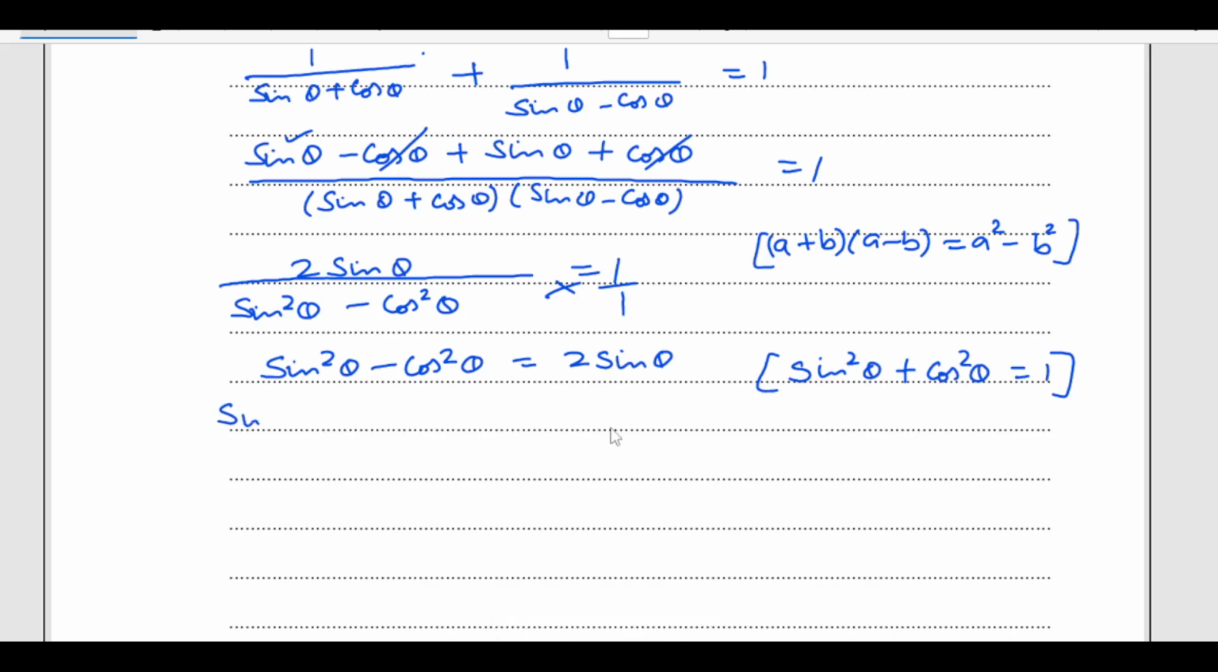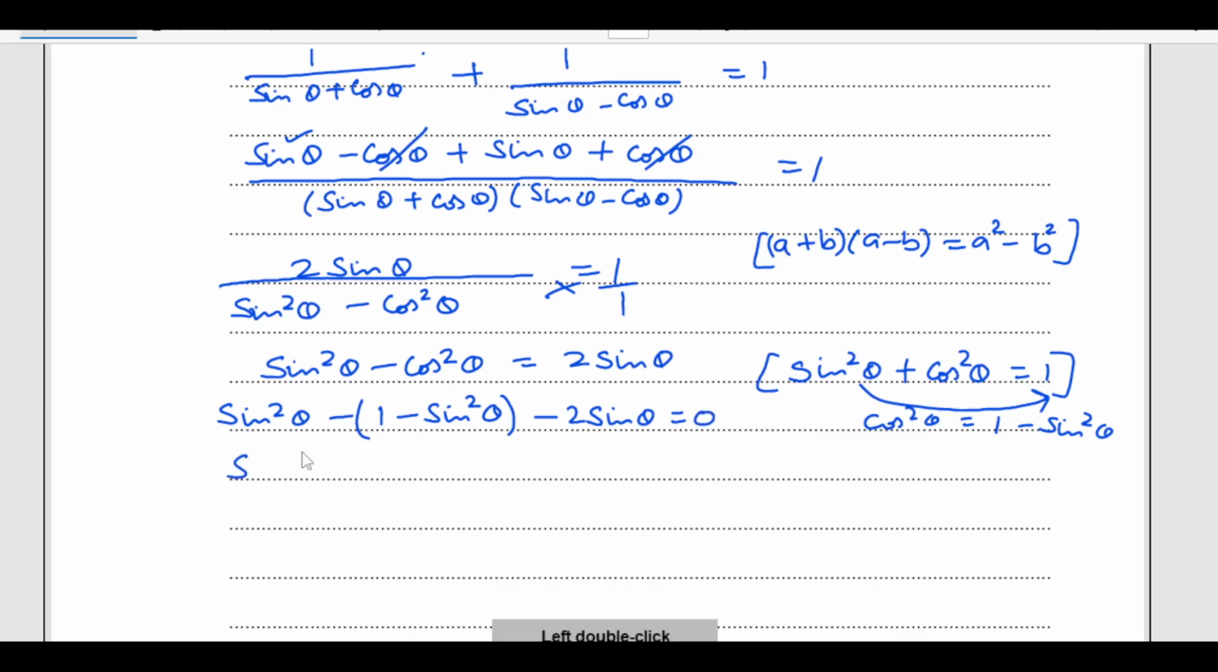So from here, if we want to take cos, we have to shift sine to the other side. So cos squared theta is going to be 1 minus sine squared theta, right? So I'm putting this here, 1 minus sine squared theta. Also we can shift 2 sine theta to the left hand side, so that we have 0 on the right hand side. So now expand the bracket: sine squared theta minus 1 plus sine squared theta minus 2 sine theta equals 0, right?